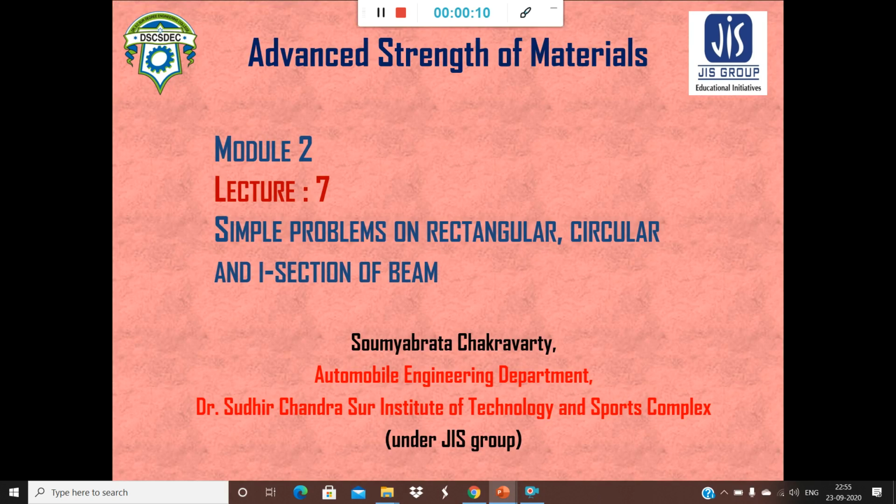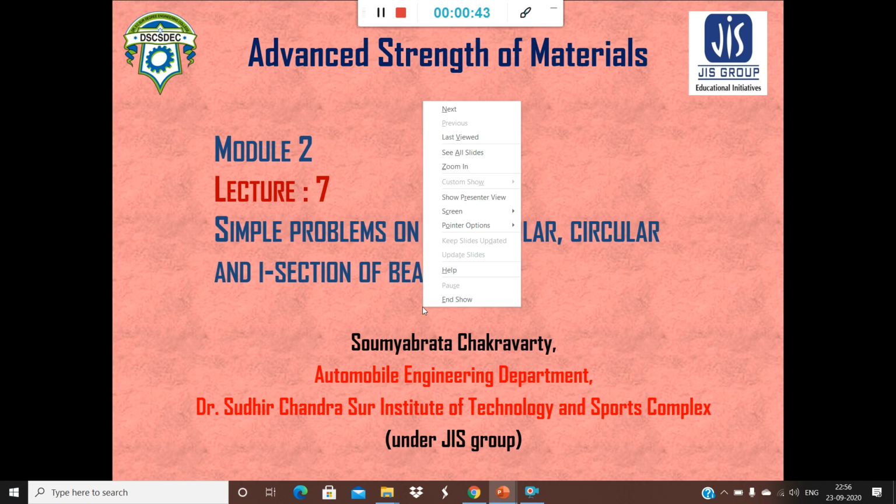Now, in today's lecture, we have completed module 2, and we will see some of the simple problems on rectangular, circular, and I section of the beam. The main formula we are using here is only the bending equation. On the basis of that bending equation, in this lecture we will see some simple problems that are very likely to come in your semester exam.